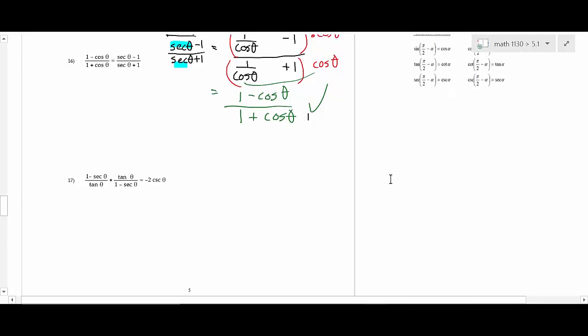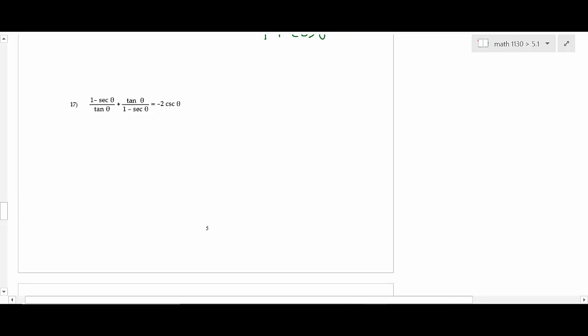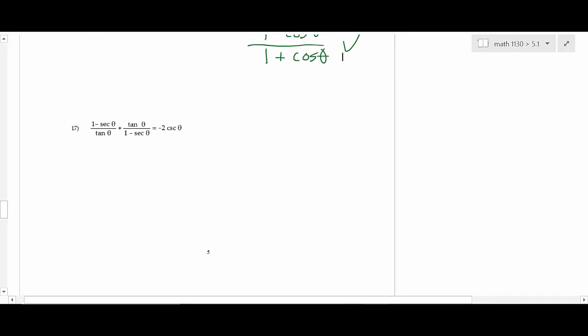All right, let's see what we got going on here. Most of these have been pretty straightforward. I just kind of randomly picked these out of the book. So this one here kind of has the look to me like it might be a little bit more challenging to do, but I don't know until I try. It's pretty obvious the left side is the most complicated side. So I've got 1 minus secant theta over tangent theta, so you want to go ahead and get that left side written down, plus tangent theta over 1 minus secant theta like this.